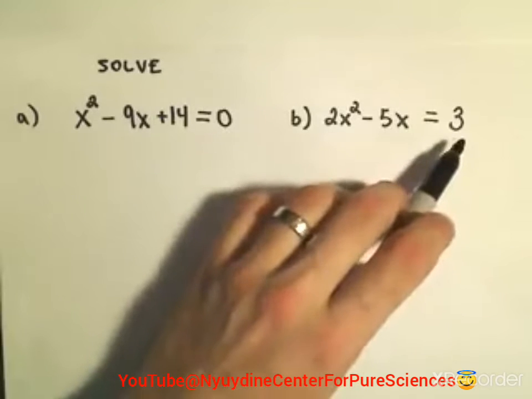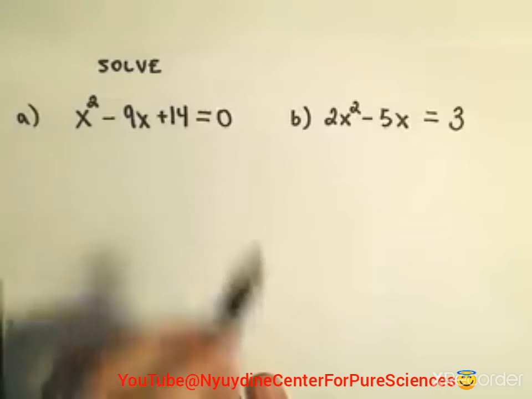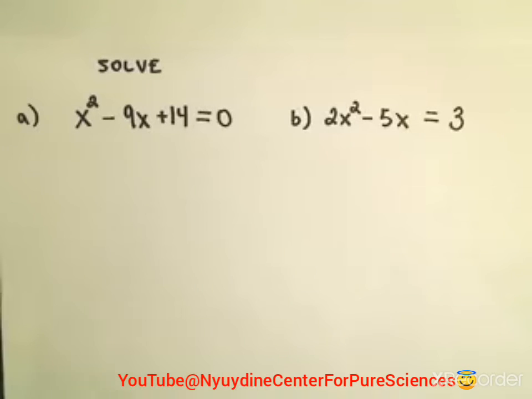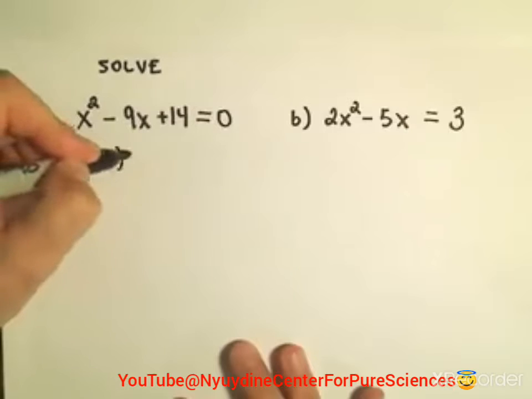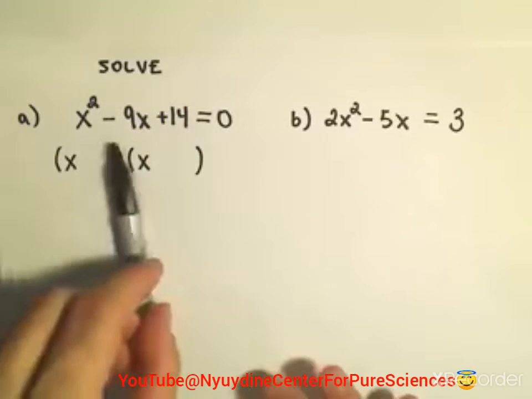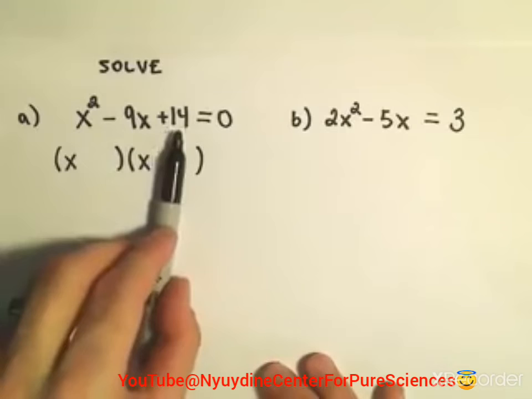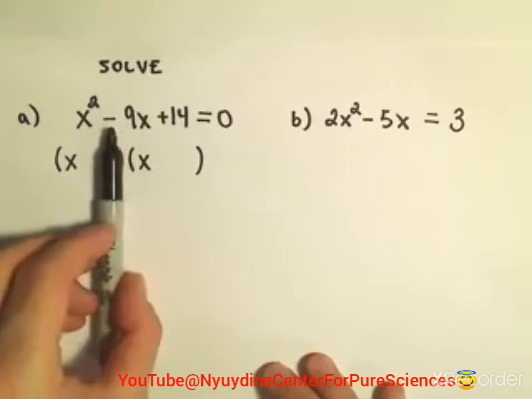We don't have that in our second example, so that's actually something that we'll have to do first in that problem. But in this one it is set equal to 0, so to me that's good. And again, since the coefficient on the x squared is a 1, if it factors at least nicely with whole numbers, I think to get the x squared I would need an x and an x. And then again, I'm looking for two numbers that multiply to positive 14 but add up to negative 9.